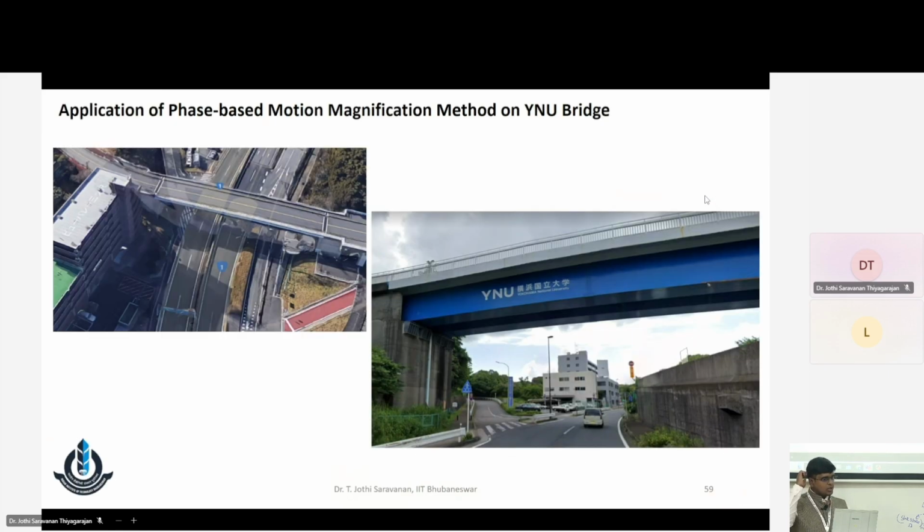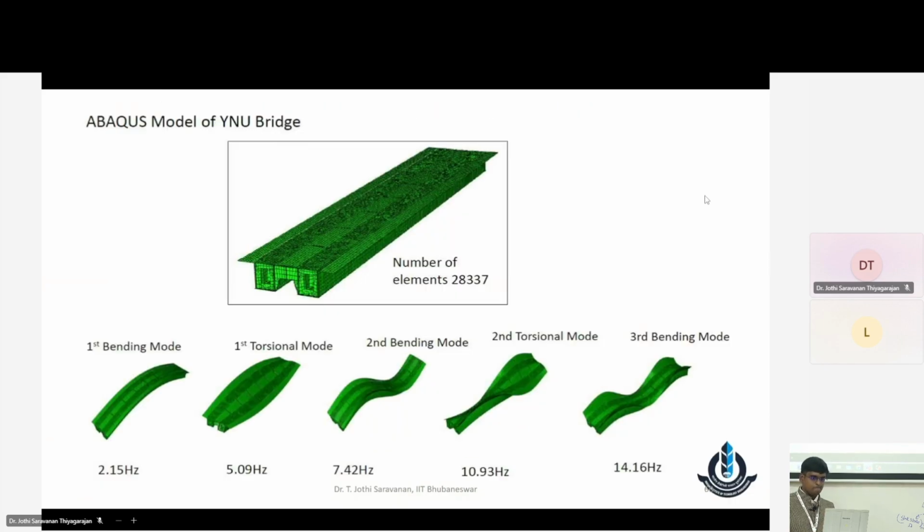So this is one bridge. I think on our campus there was a bridge in Yokohama prefecture, crossing over the university and the residential part. So we tried to do the experiment here as well. These are the numerical models that have been conducted in Abaqus. I'm just showing this to understand the modes, how they vary.